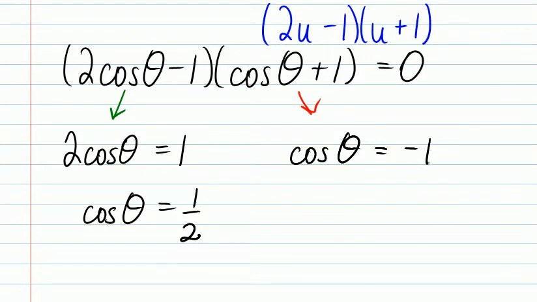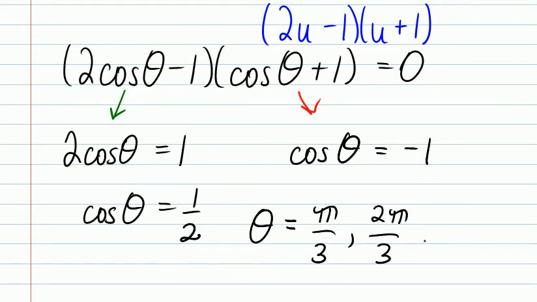So the cosine of theta equals 1/2 at pi over 3, and also at 2 pi over 3. And it equals negative 1 at pi.